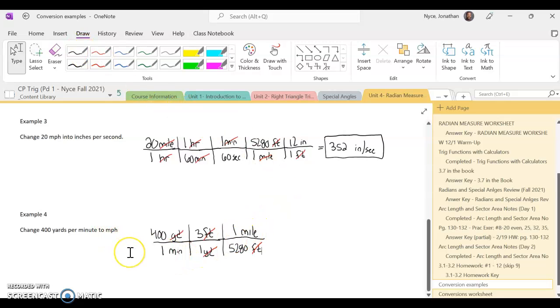We want miles per hour, so we're going to change our minutes into hours. We know that 60 minutes is 1 hour. Again, I'm putting the 60 minutes in the numerator because I want that minutes in the numerator to cancel with minutes in the denominator. And as far as units that have not canceled, we have miles in the numerator, hours in the denominator, so we have miles per hour, which is what we're looking for. Now it's just to the calculator for the numbers. So 400 times 3 times 60 divided by 5280 gives us 13.63 miles per hour.